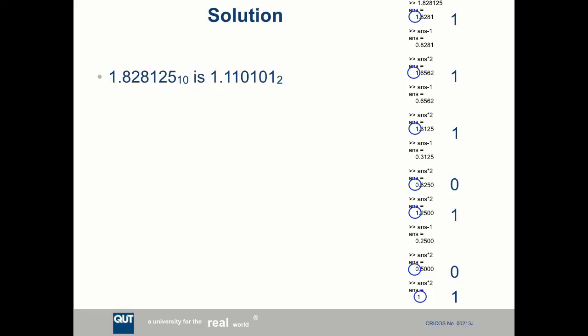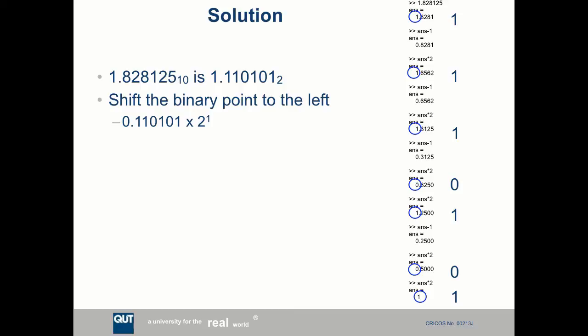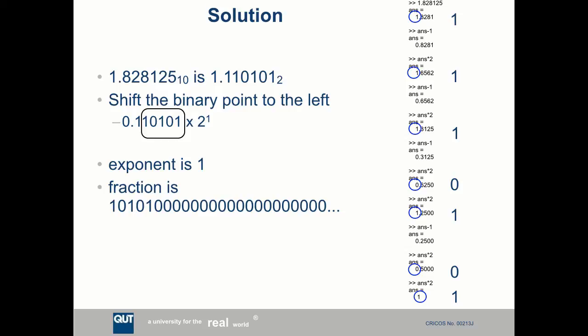So let's say you believe that that's correct. Then what we want to do is shift the binary point to the left, just as you do in engineering notation, and then multiply by 2 to the power of 1 to keep the value the same. So in this case the exponent is equal to 1 and the fraction is equal to this: I peel off the leading 1 because it's implicit, and I have 10101 and then a whole bunch of zeros. So this is how this number would be represented inside the computer in double precision format.